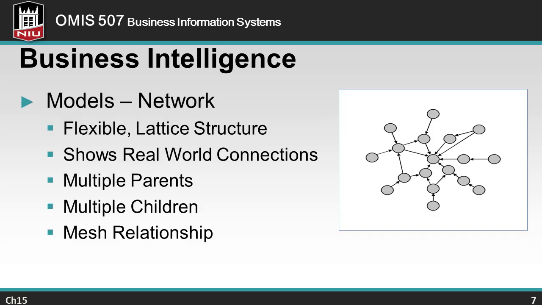The network model uses a flexible lattice structure, which offers more variability and has the ability to depict more real-world combinations. Here we can have multiple parents with multiple children, resulting in many-to-many relationships between objects. The result is a set of mesh relationships.